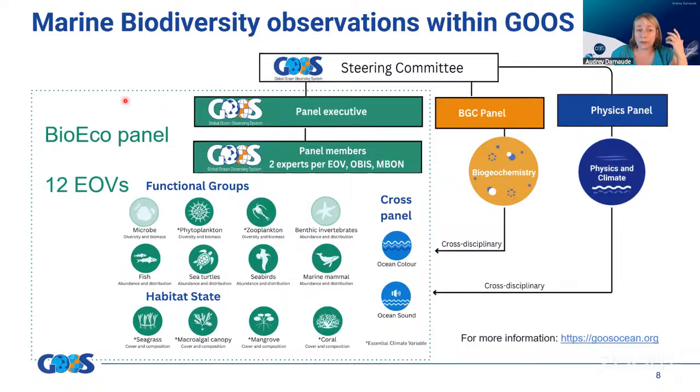So in terms of governance, the BioEco panel consists of 3 panel executives: 2 co-chairs, me in France and Clive McMahon from Australia, as Frank was mentioning, and also an international project officer, Ana Lara Lopez, also based in Australia. We also have panel members, which consist of 2 co-leaders per EOV and a representative of MBON and of OBIS, all from varied countries that are spread on all the continents.